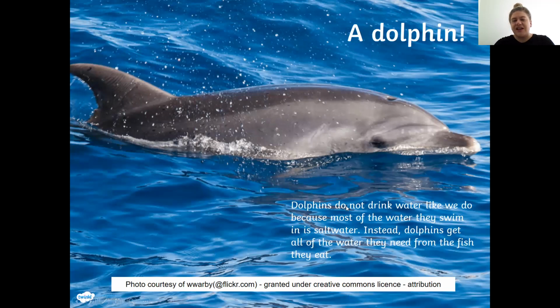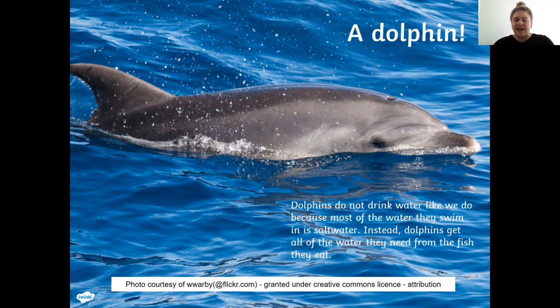So it says dolphins do not drink water like we do because most of the water they swim in is salt water. So instead, dolphins get all of the water they need from the fish that they eat. So if you think about yourself, you drink water throughout the day, or you might drink juice, but you drink some kind of liquid throughout the day because you need water to survive. If you didn't have any water, you wouldn't be able to survive.